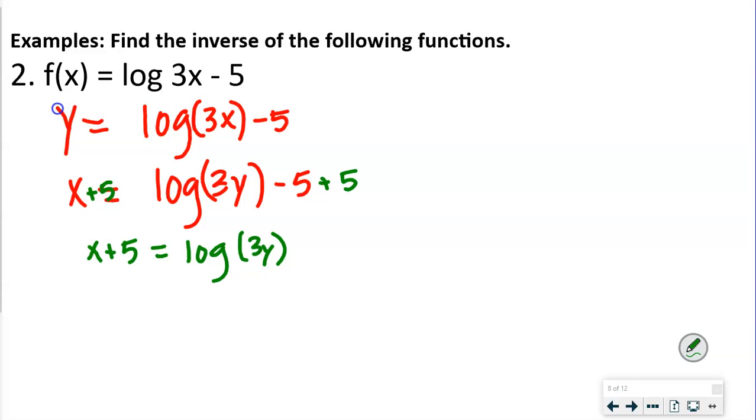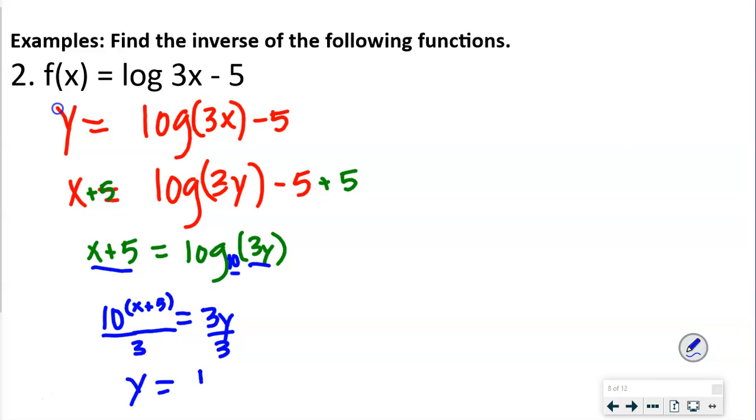Now notice there's no base there. So hopefully all of you guys remember that if there is no base, there's really a base of 10. So now we can put this in exponential form, right? So we can take our base, 10, to this exponent, x plus 5, and that's going to equal this right here, which is 3y. Then what do we have to do? Divide both sides by 3. So y is going to be equal to 10 to the x plus 5 power over 3. And again, you can check this in Desmos just to make sure that this one and this one are inverses of each other.